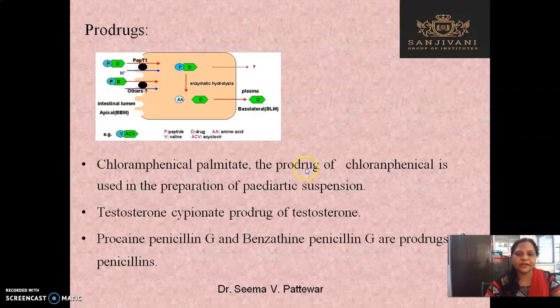Chloramphenicol palmitate, the prodrug of chloramphenicol. Here the parent drug is chloramphenicol, and the prodrug is chloramphenicol palmitate, which is used in the preparation of a pediatric suspension, that is the suspension used for children. Testosterone cypionate, prodrug of testosterone. Next example, procaine penicillin G or benzathine penicillin G are the prodrugs of penicillin.